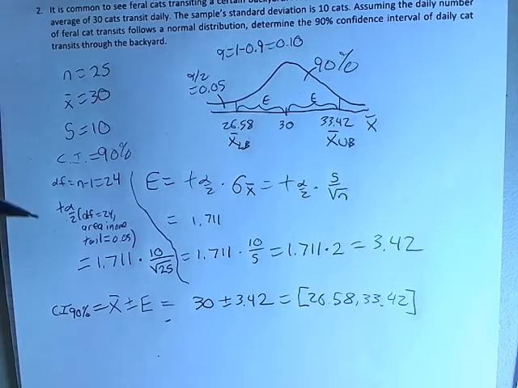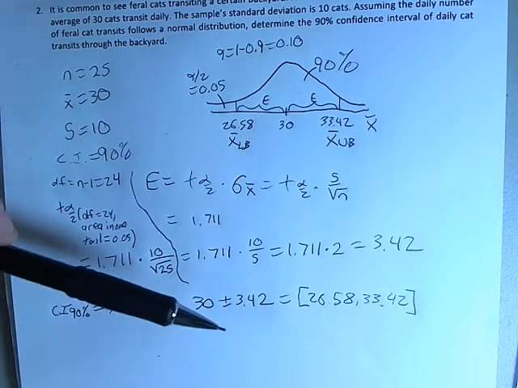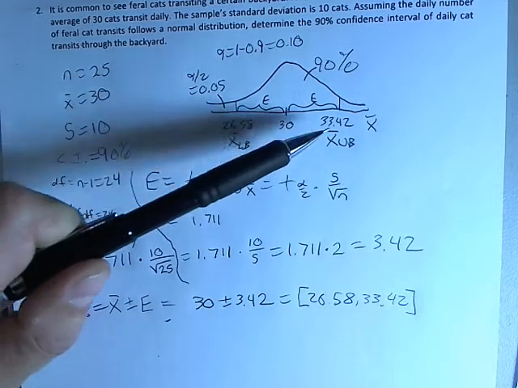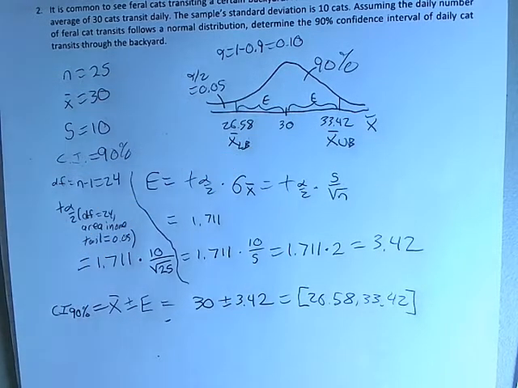So in conclusion, with 90% confidence, we can expect that between 26.58 and 33.42 cat transits will occur on any random day through that backyard.